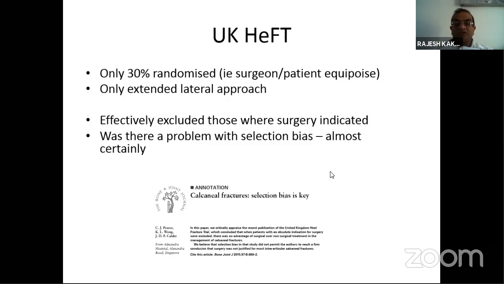The second was that there was only extended lateral approach used in this study. So effectively, it was patients where the surgeon and the patient were confused whether or not they would benefit by an operation, almost all of those patients were included in this trial. So there is a risk of a selection bias almost certainly with this trial.